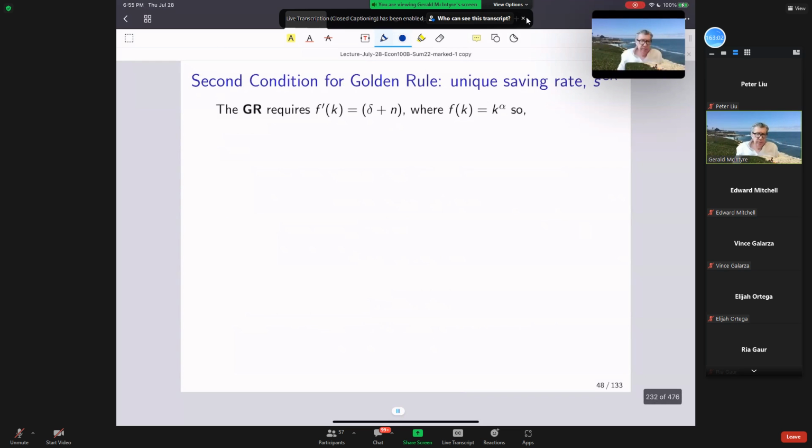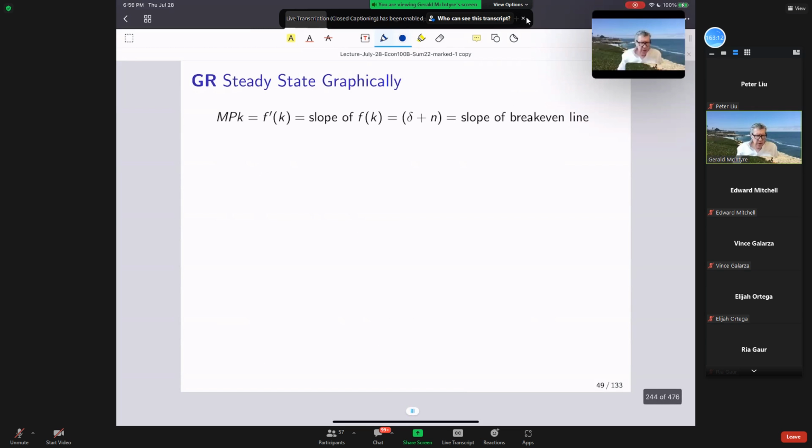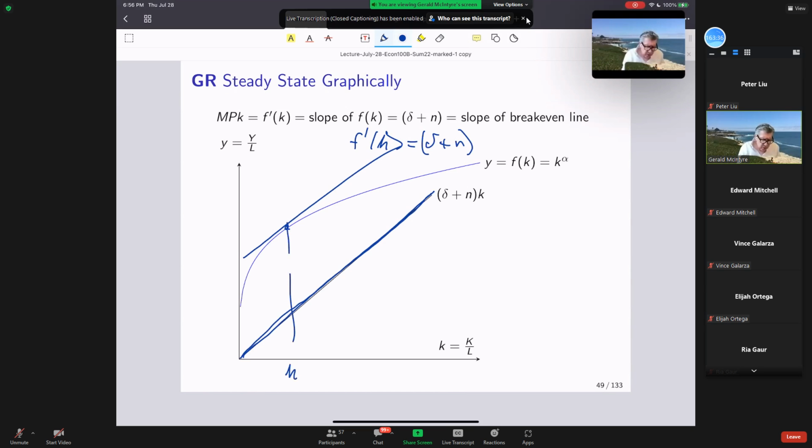There's a unique savings rate that will take us in there. So I don't want to do this first. Let me see, I'll come back to this slide. Here it is graphically. So here's the slope of the break-even line. I'll come back to that previous line, and we need to put this in, right? We must have F prime of K equal to delta plus N. Here's the slope of delta plus N. Here's the slope of the break-even line. That's the idea. And this would be the golden rule capital stock per worker.